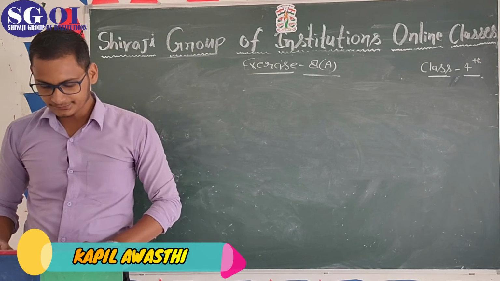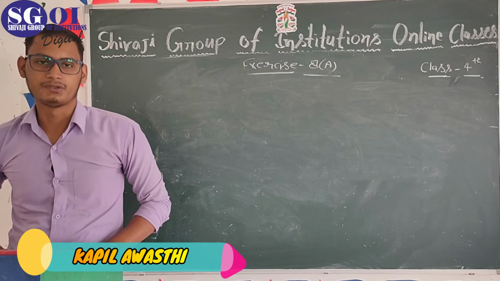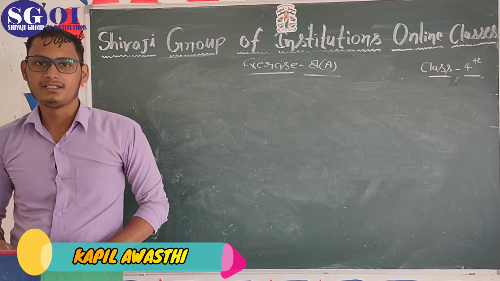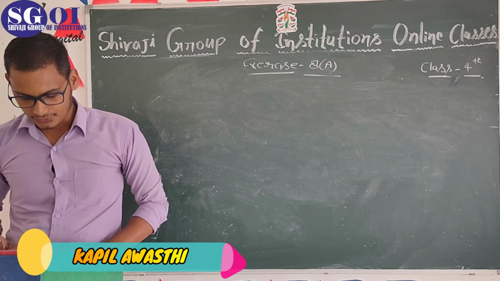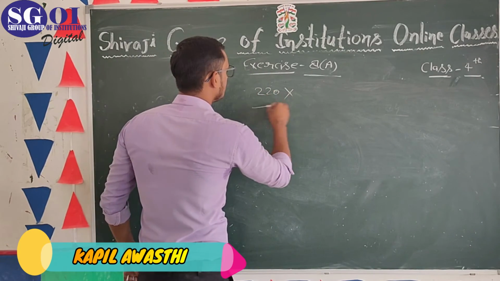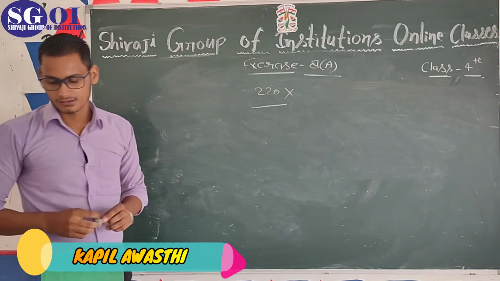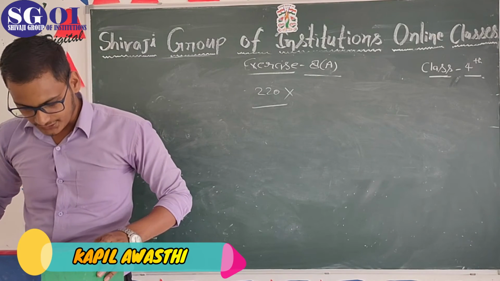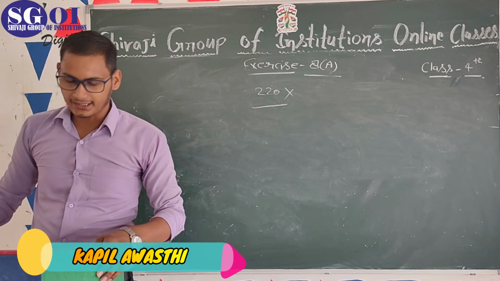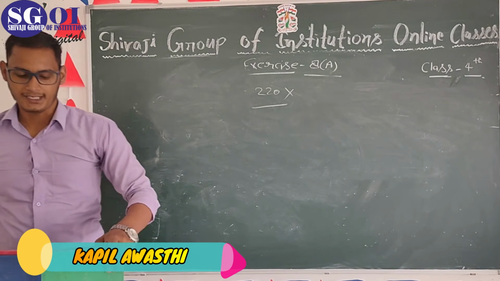Is 220 a multiple of 25? No. 220 is not fully divided by 25. So 220 is not a multiple of 25. Rest all the questions do yourself. Now come to our next part, part D. Fill in the blanks.